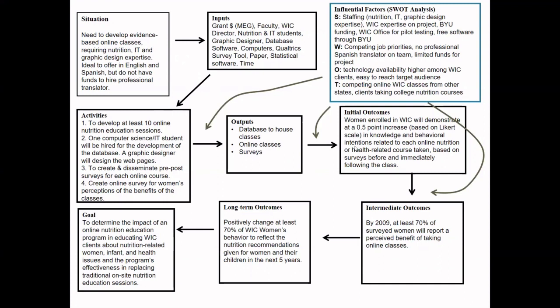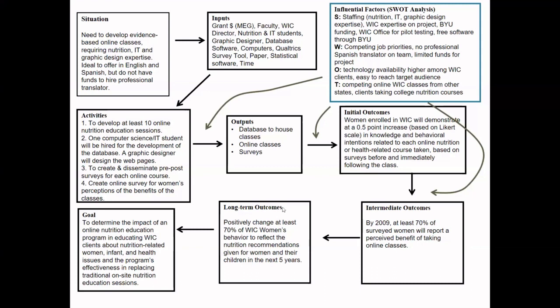In this case, I did split out the outcome objectives into separate initial outcomes, intermediate outcomes, and then a long-term outcome. So our initial outcome you'll recognize as that first outcome objective, a 0.5 increase based on a Likert scale in knowledge and behavioral intentions. Intermediate is a little bit later than immediately after the class. So this was surveyed a little bit later as a post-survey: 70% of survey respondents will report a perceived benefit of taking online classes.